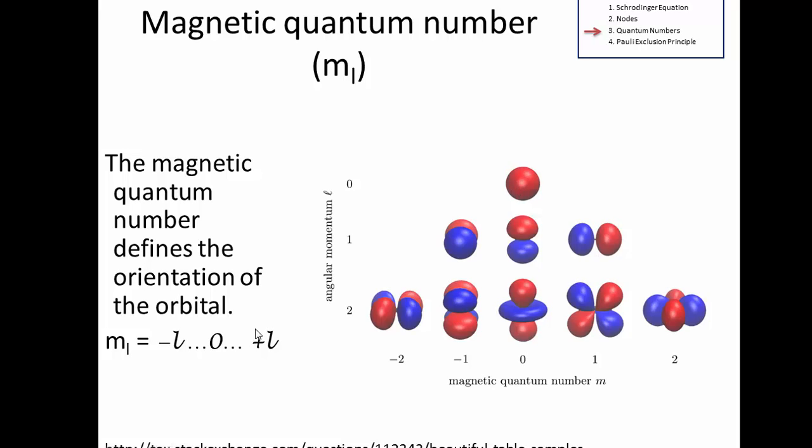If you have a p orbital, L is equal to 1. So m sub L can be negative 1, 0, or 1. You can see that here. So we have 3 unique orientations of our p orbitals along our x, y, and z axis. And finally, if L is equal to 2, or d orbital, m sub L can be negative 2, negative 1, 0, 1, or 2. S orbitals have 1 possible orientation, p orbitals have 3, and d orbitals have 5 possible orientations.